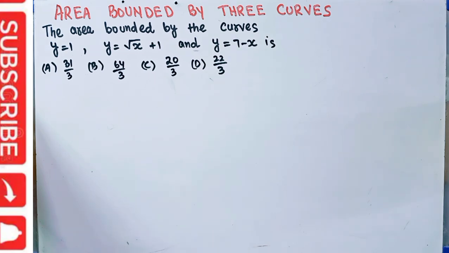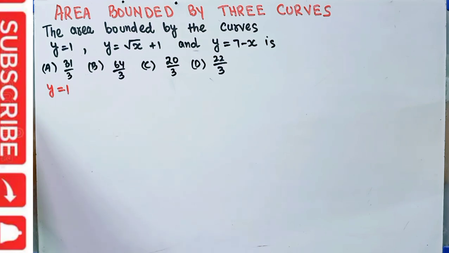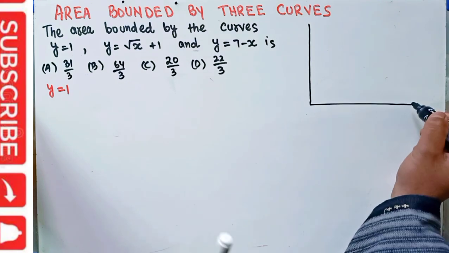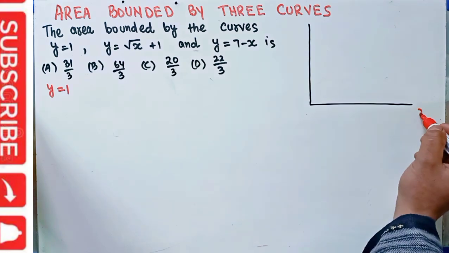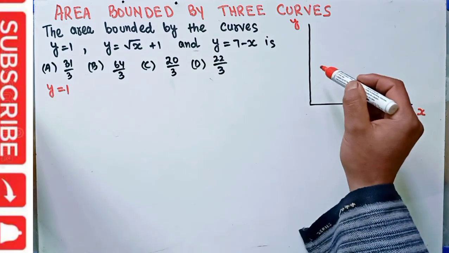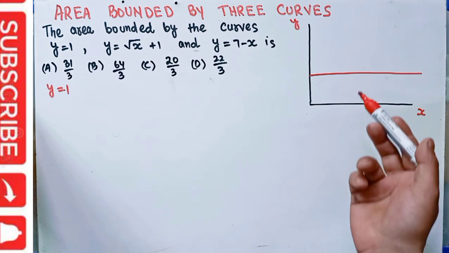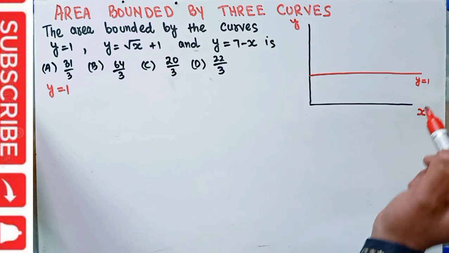Okay. So what are we being given? We are being given three curves here. That is y is equal to 1. Let's try to graph this out to make more sense. If we have the x-axis and the y-axis here, then y is equal to 1 is simply a horizontal line parallel to the x-axis. So this is the function for y is equal to 1.